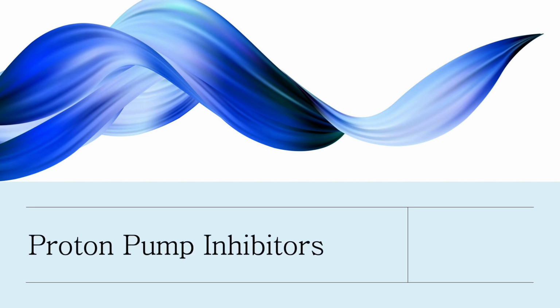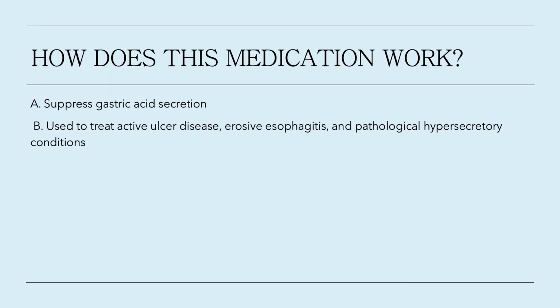All right, guys, we are almost to the end. Oh my gosh. So, the last class we're going to talk about is our proton pump inhibitors. Right. So, how does this medication work? It suppresses gastric secretion. It is used to treat active ulcer disease, erosive esophagitis, and pathological hypersecretory conditions.